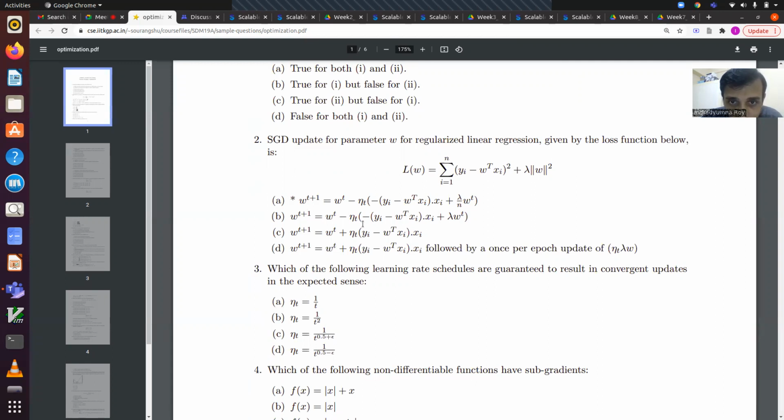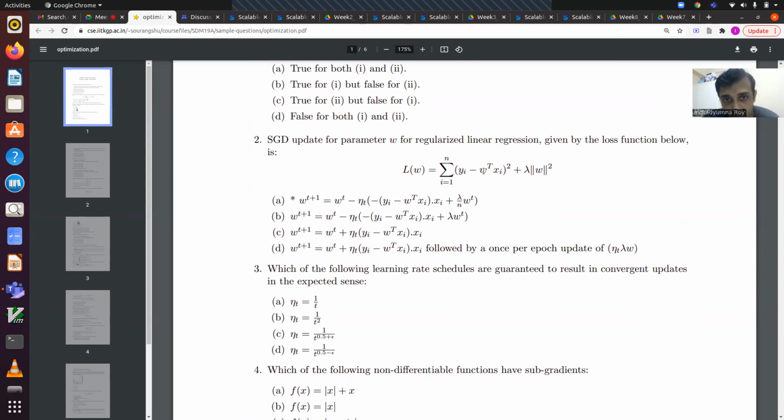W t plus 1, this eta is common, and then there is 1 by n. Okay, so in SGD, we are only taking one single data point, right? Yes, sir. So here n denotes the entire data set. So in SGD, we don't compute the gradient over the entire data set. We only compute it over one data point. So yi and xi will be there, nothing else.